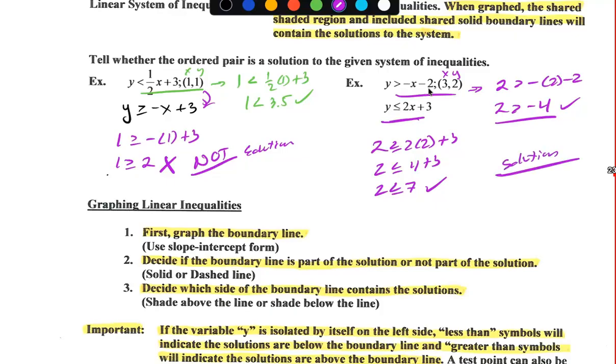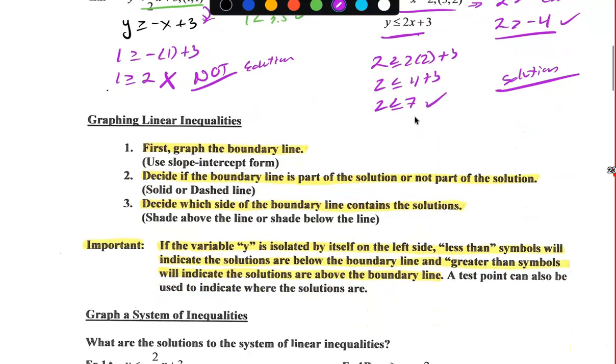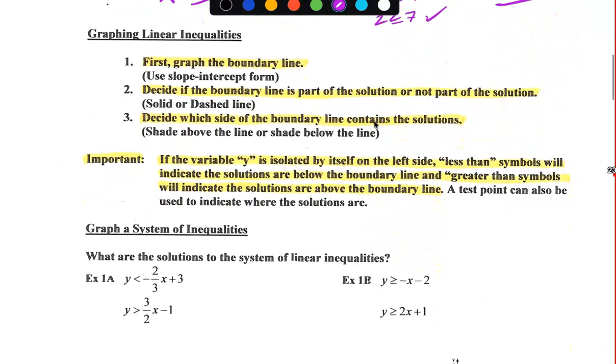Right? So that's how you could tell with the point. If you want to do a test point, that's how you could tell. Plug into both of them, it has to be true for both of them to work. But other than that, we're just going to graph both our systems. We're going to graph them both, and then where they both shade is our solution.